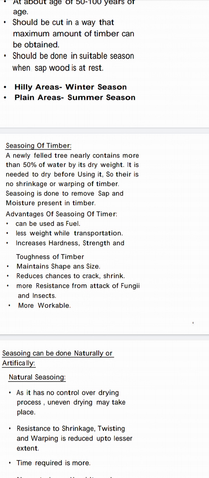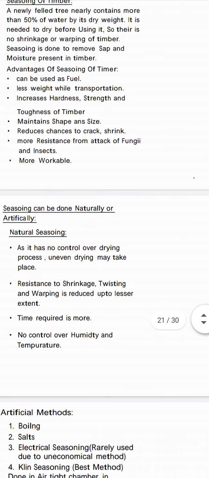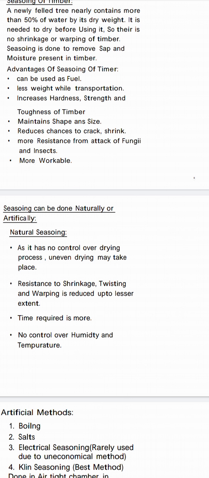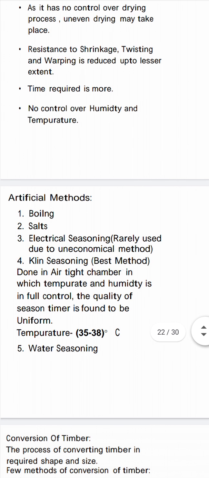Seasoning can be done naturally or artificially. Natural seasoning: as there is no control over the drying process, uneven drying may take place. Resistance to shrinkage, twisting and warping is reduced to a lesser extent. Time required is more, with no control over humidity and temperature. Artificial methods: boiling, chemical, electrical seasoning.